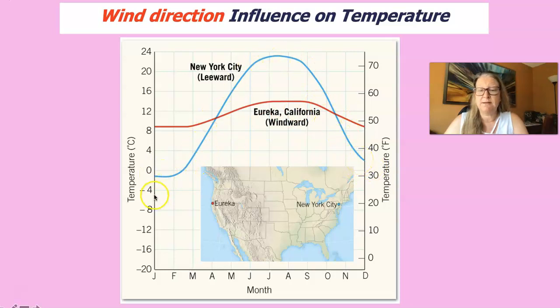And so you can see the difference between these two cities that are in different positions related to the wind direction. Sometimes we call it windward when the wind is hitting something directly, and leeward after the wind has passed over other features and arrived somewhere.